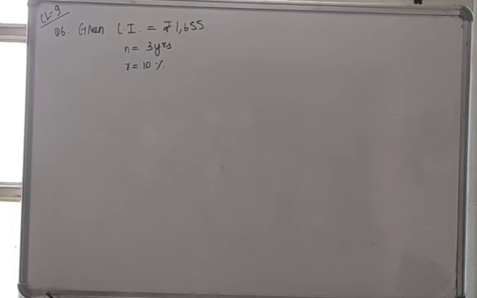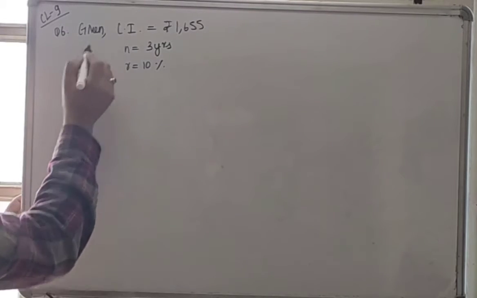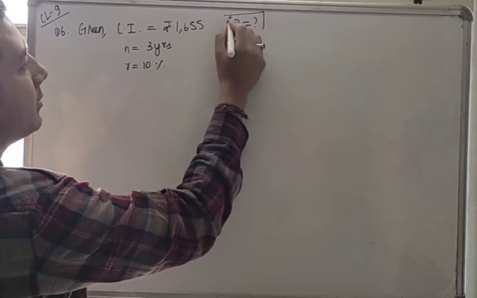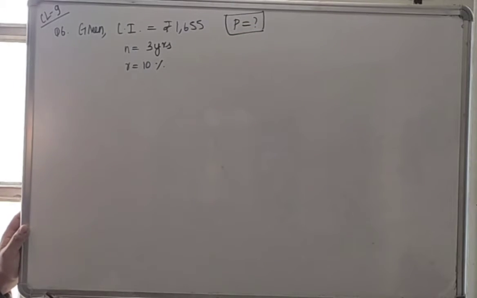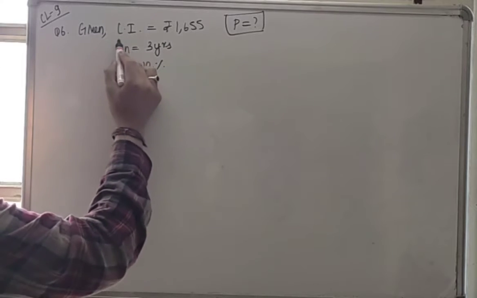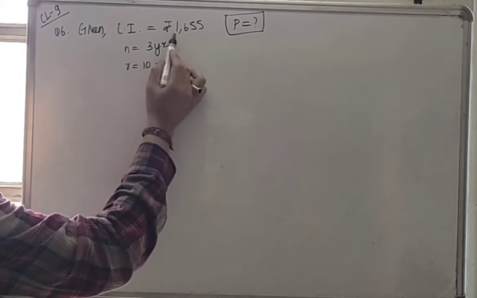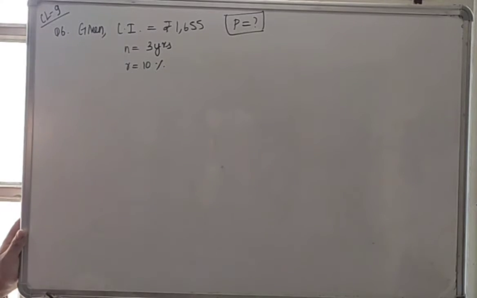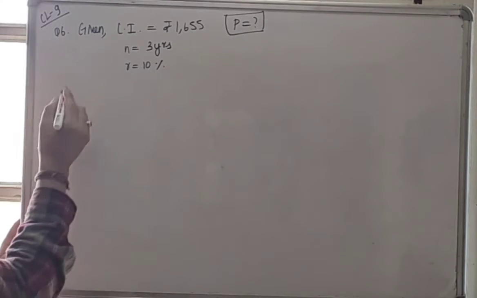All right, boys, next question is question number 6. What we need to find is, again, the principal, where the compound interest for 3 years amounts to rupees this. Compound interest for 3 years is 1655 at the rate of 10%. We need to find the principal. Again, use the same formula.